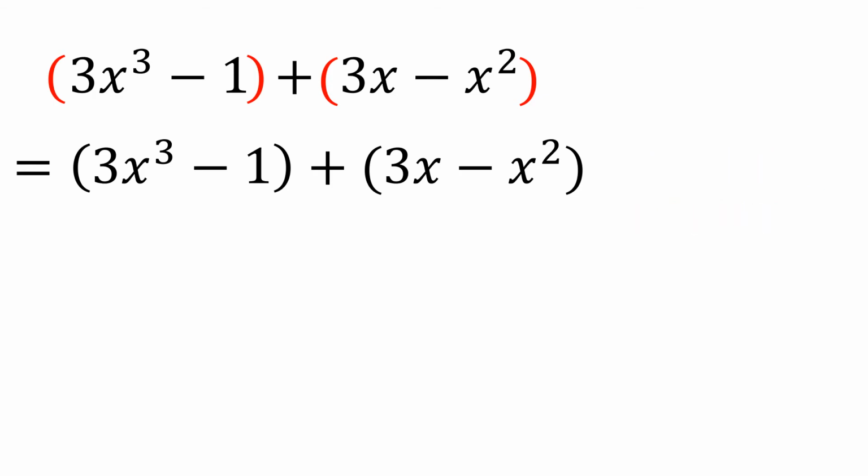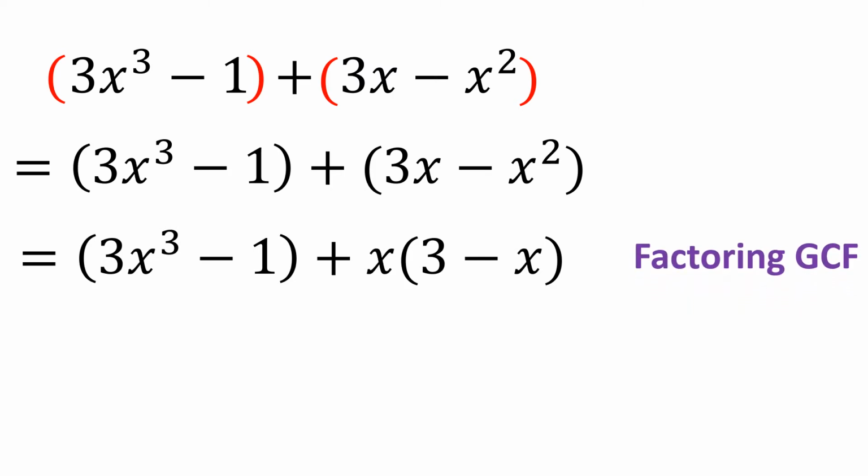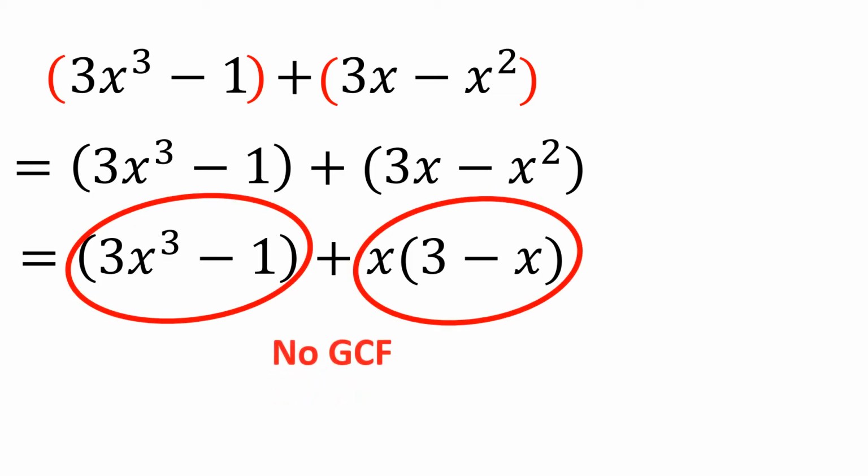Now factoring out the greatest common factor in each group, we get 3x cubed minus 1 plus x times 3 minus x. Note that the first group has no common factor, so we did nothing there. Now notice here that there is no greatest common factor, so we cannot factor this anymore.